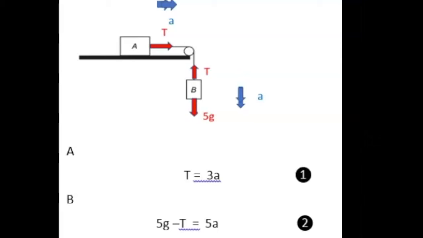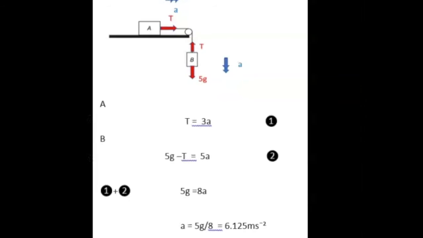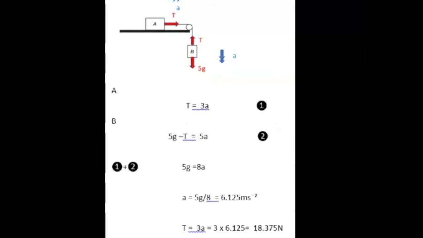So if we use force as mass times acceleration, we get 5g minus T equals 5a. If we add together equations 1 and 2, we get 5g equals 8a. So a equals 5g divided by 8, g is 9.8, and this gives us 6.125 meters per second per second. If we now sub back into equation 1, T equals 3a, T is just 3 times 6.125, which is 18.375 newtons.